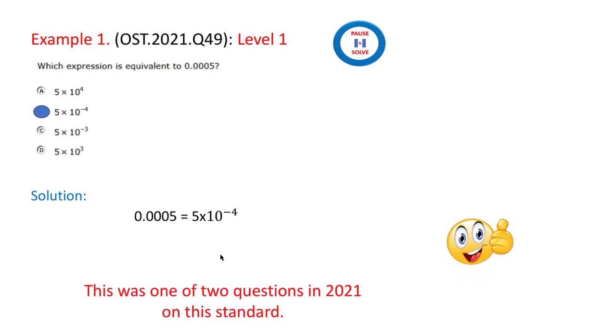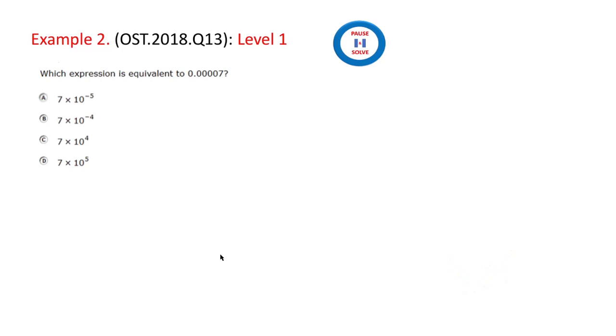This was one of two questions in 2021 on this standard. This question, again, level 1, it should be easy to do. So you get this, you count here 1, 2, 3, 4, 5, that's 10 to the power negative 5. Don't forget the 7. 7 times 10 to the power negative 5.